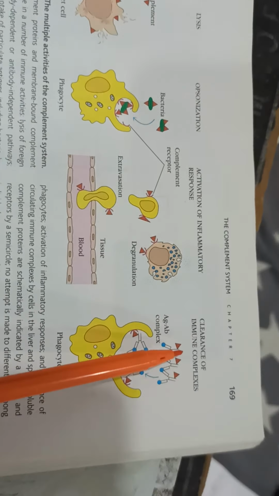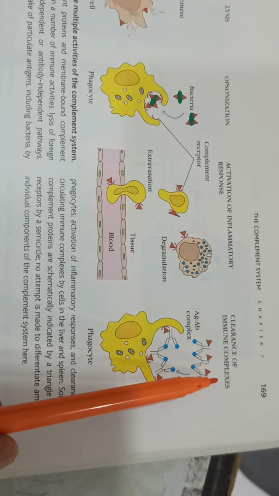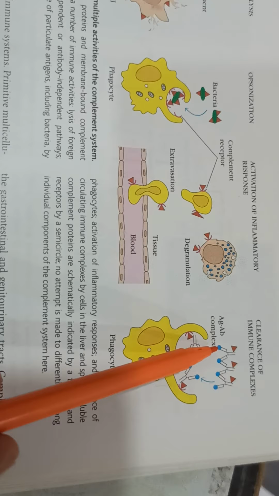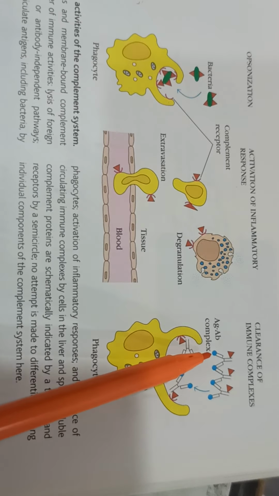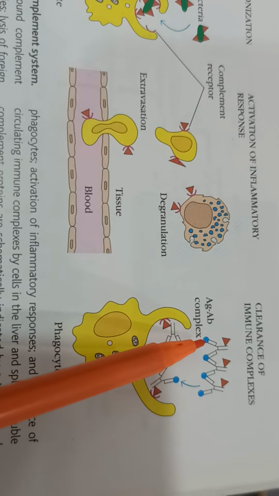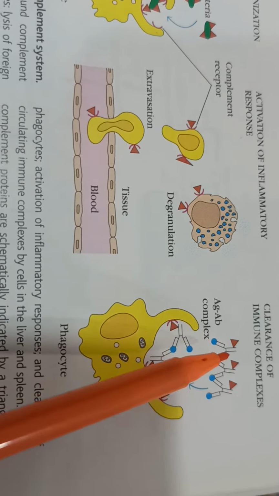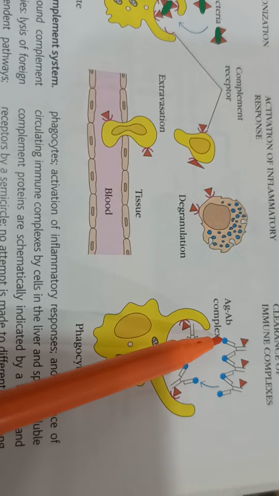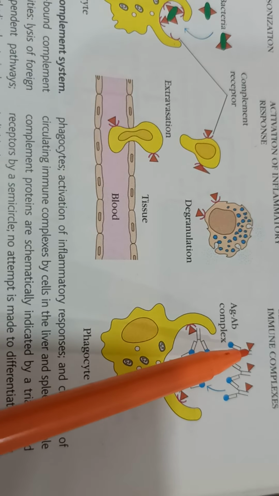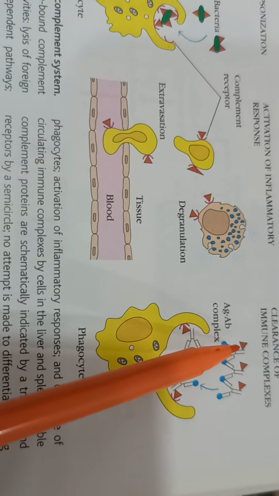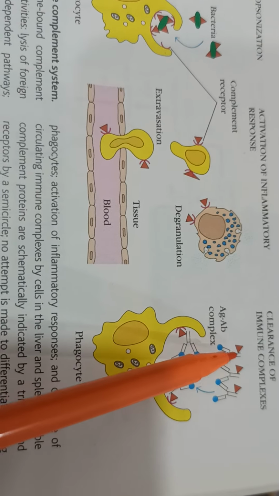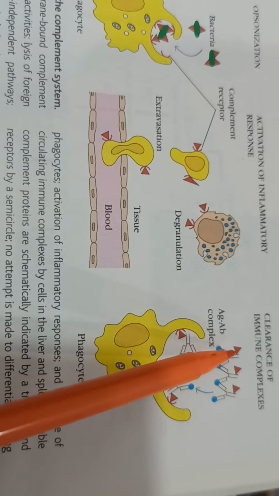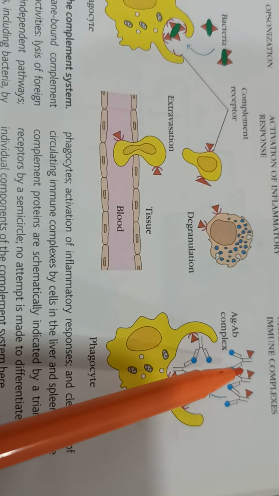The fourth important function of the complement is clearance of immune complexes. We know that the antigen, shown in blue color, round shaped here, is bound by the antibodies, and whenever the antibodies are bound to the antigens, the antibody exposes a specific site on its Fc fragment, where the complement can bind. So this we should understand.